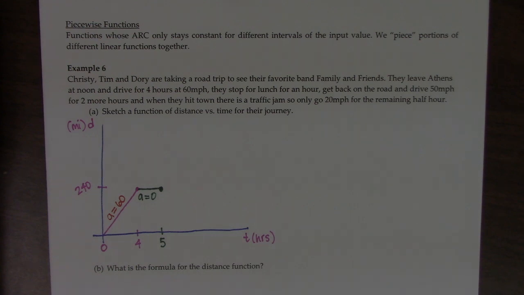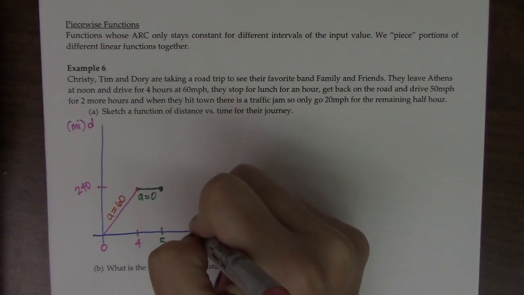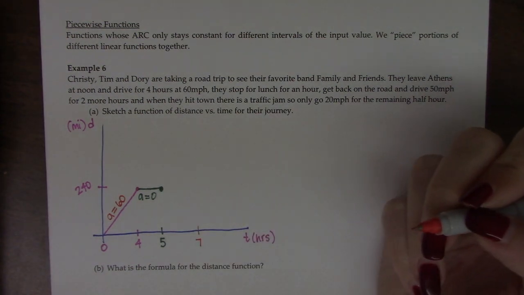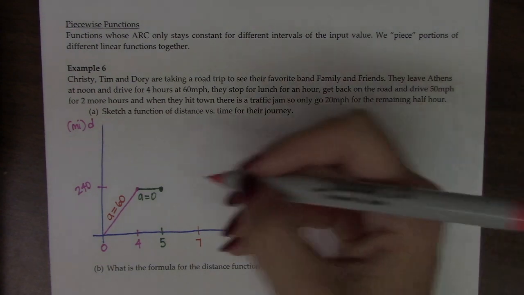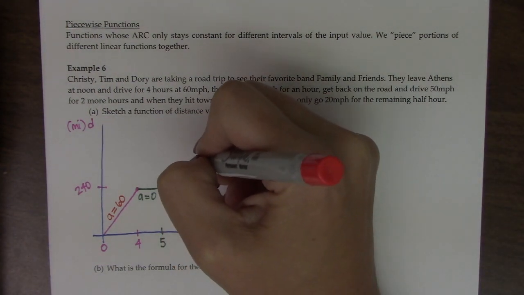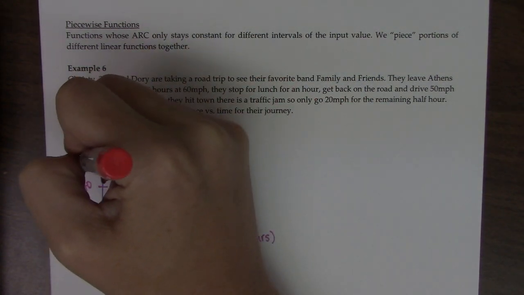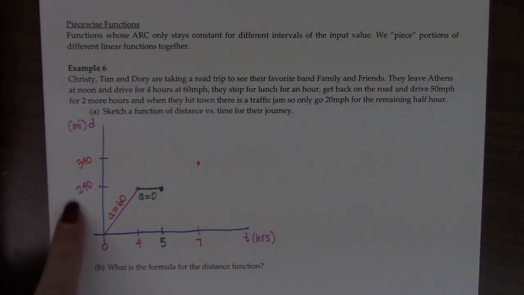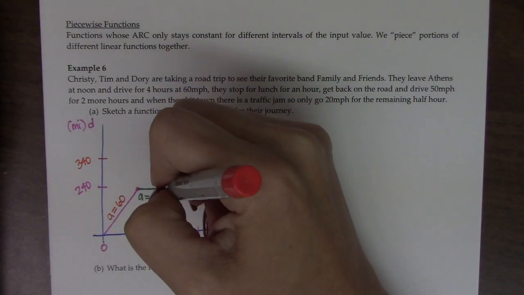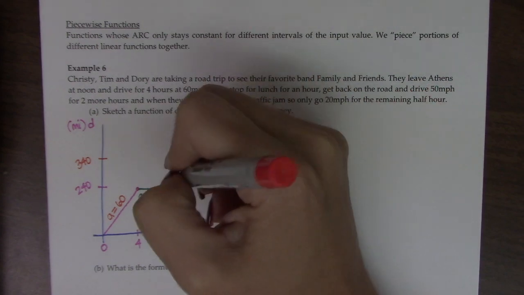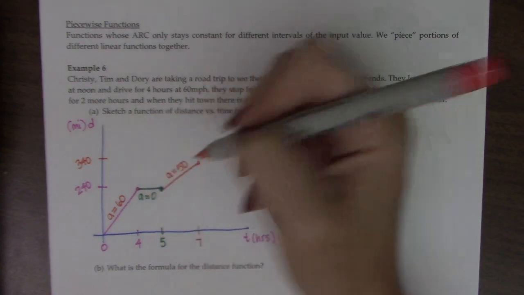Then it says they get back on the road and drive 50 miles an hour for 2 more hours. So now 2 hours later, it's 7 o'clock, and they've driven 50 miles an hour for 2 hours, so they've gone 100 miles. So I'm going to put this up here. So now they're 340 miles from home, because we just add 100. And now when I connect these two dots, we see that the slope here is 50.